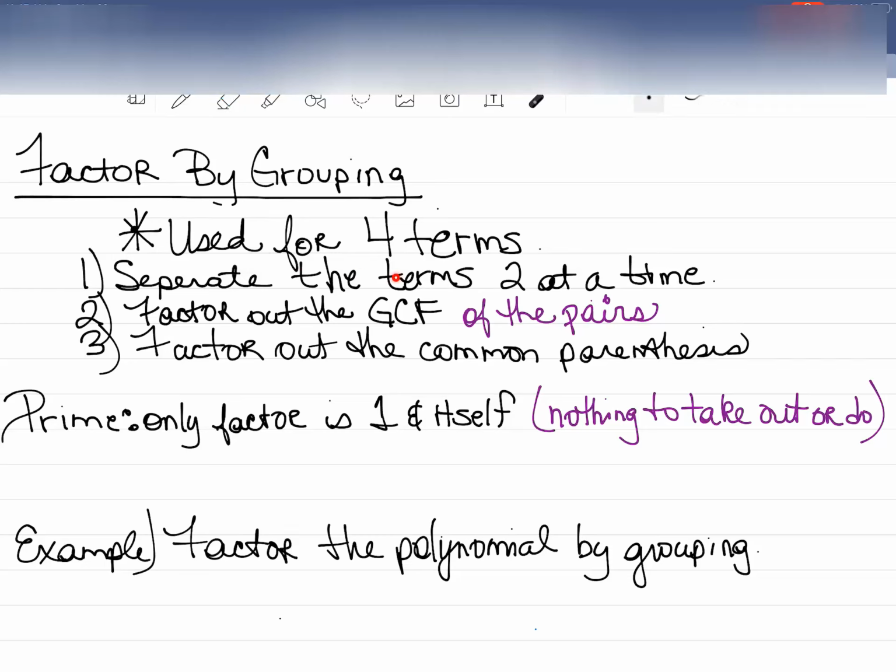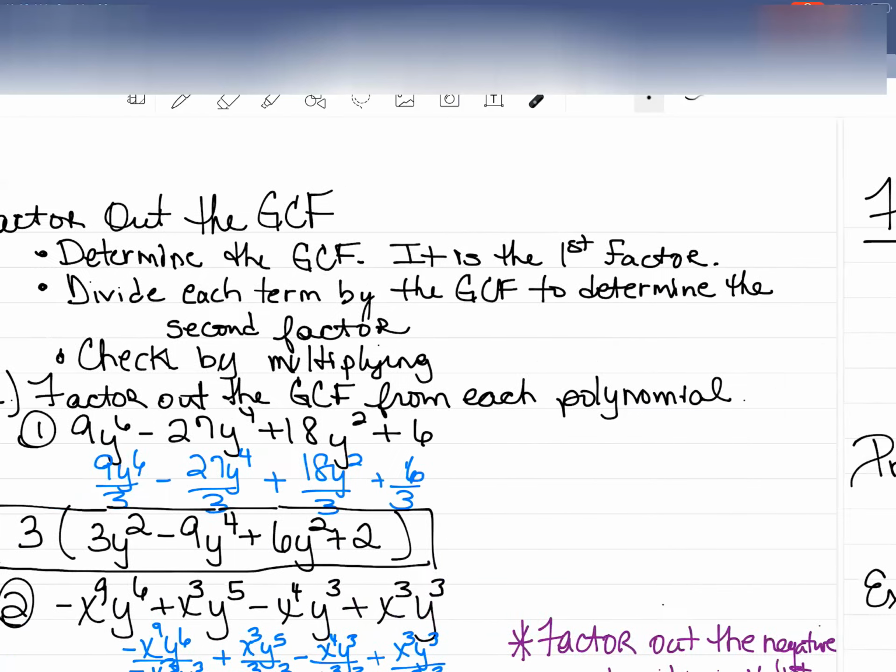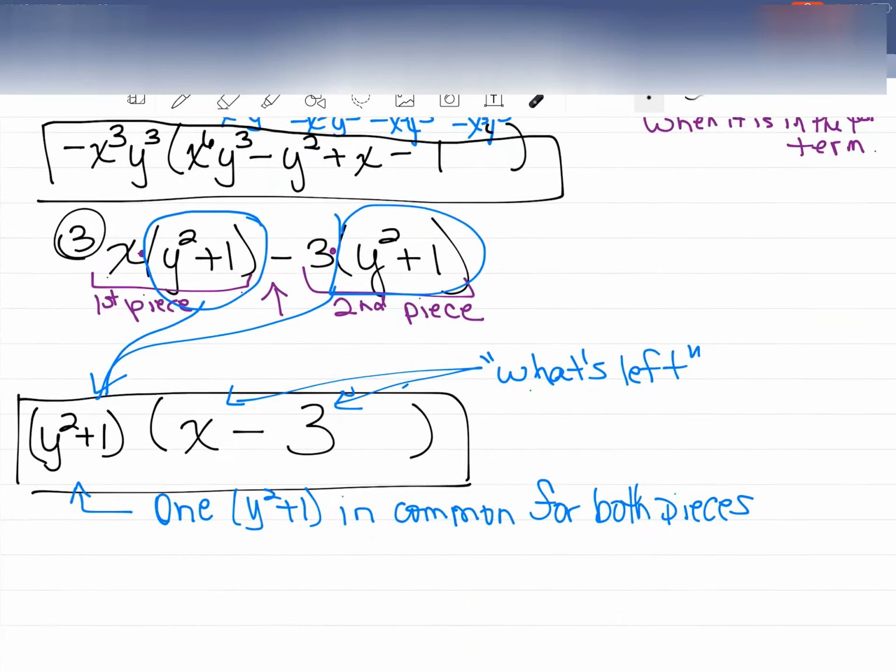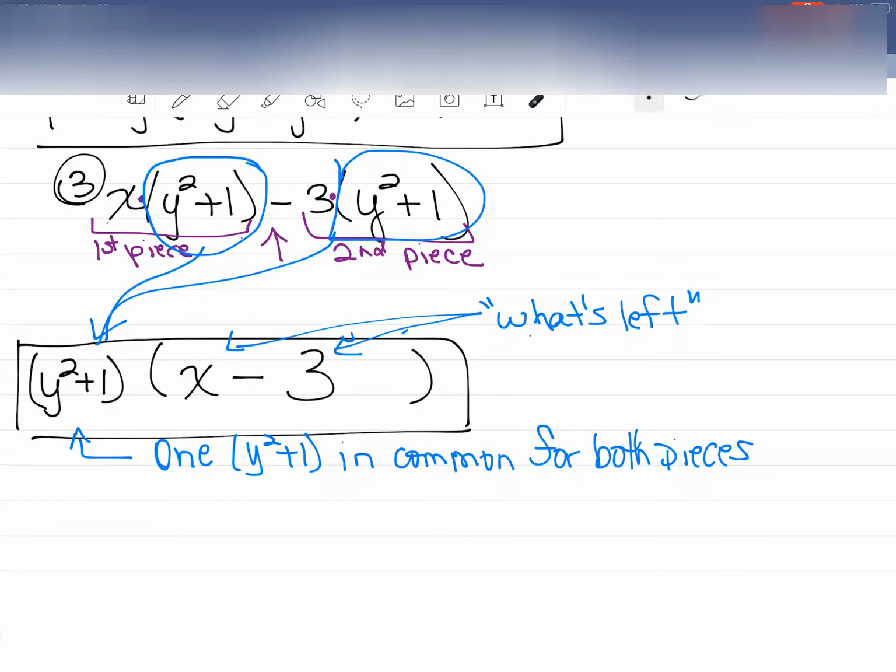What we're going to do is split them in half. First 2 terms, second 2 terms. We're going to factor out the GCF for the first 2 terms, and then factor out the GCF for the second 2 terms. Once we do that, we can factor out the common parentheses, because when we did our example for factoring out the GCF, we had that parentheses that was in common.